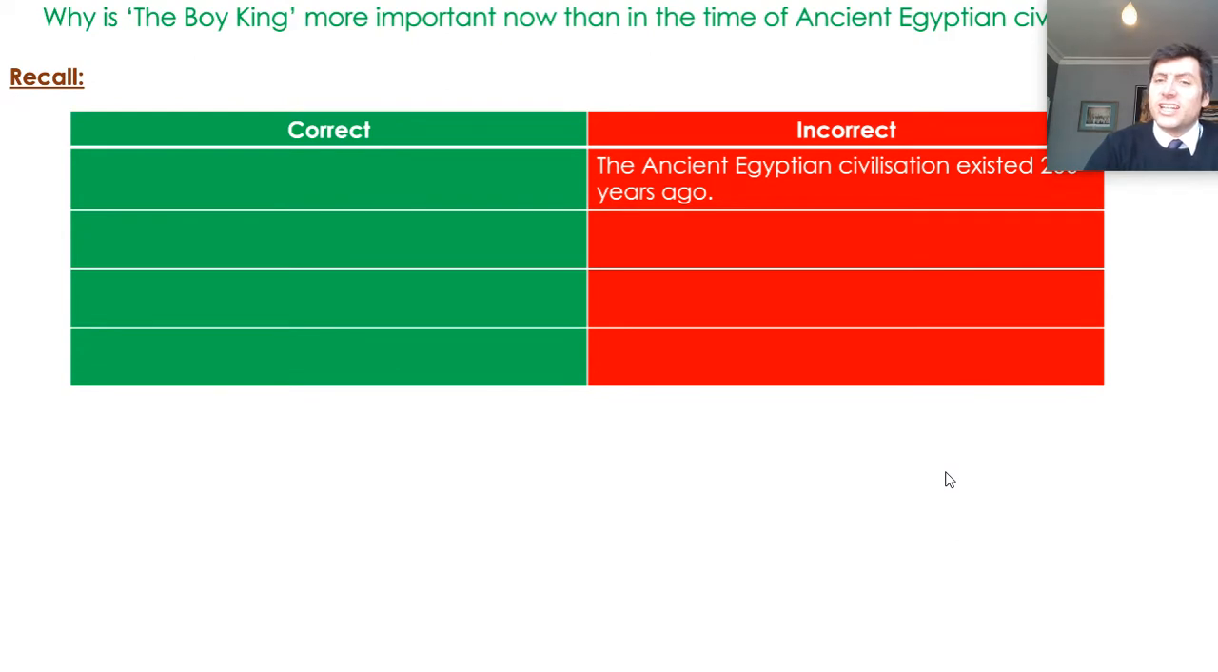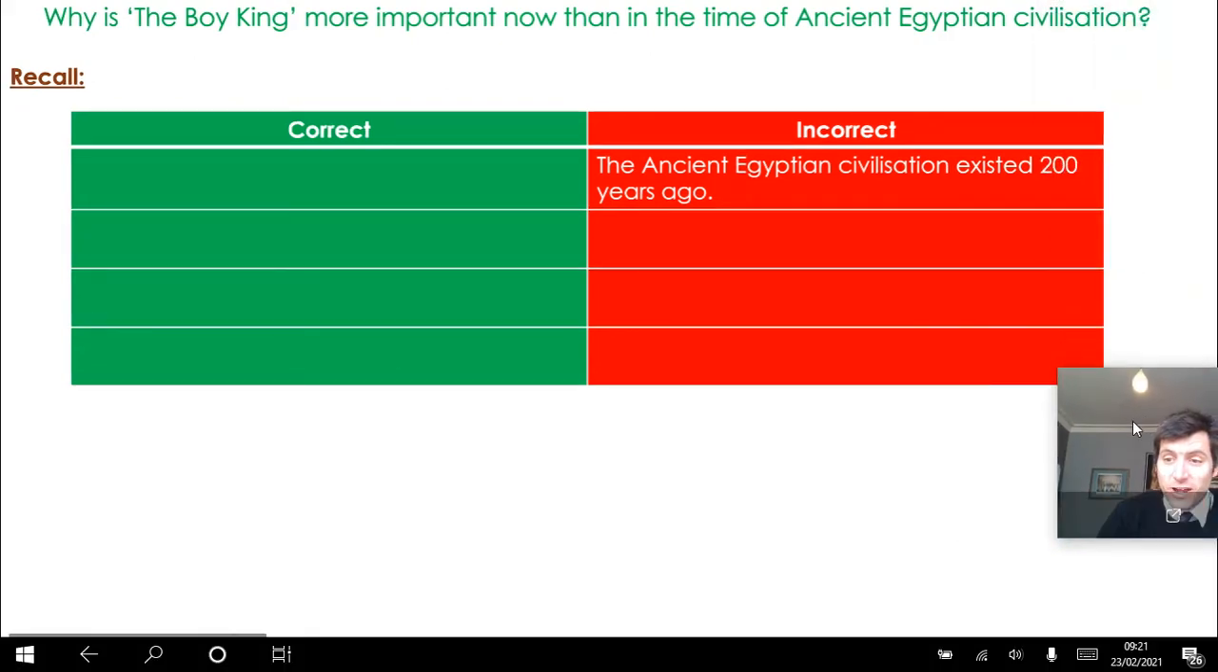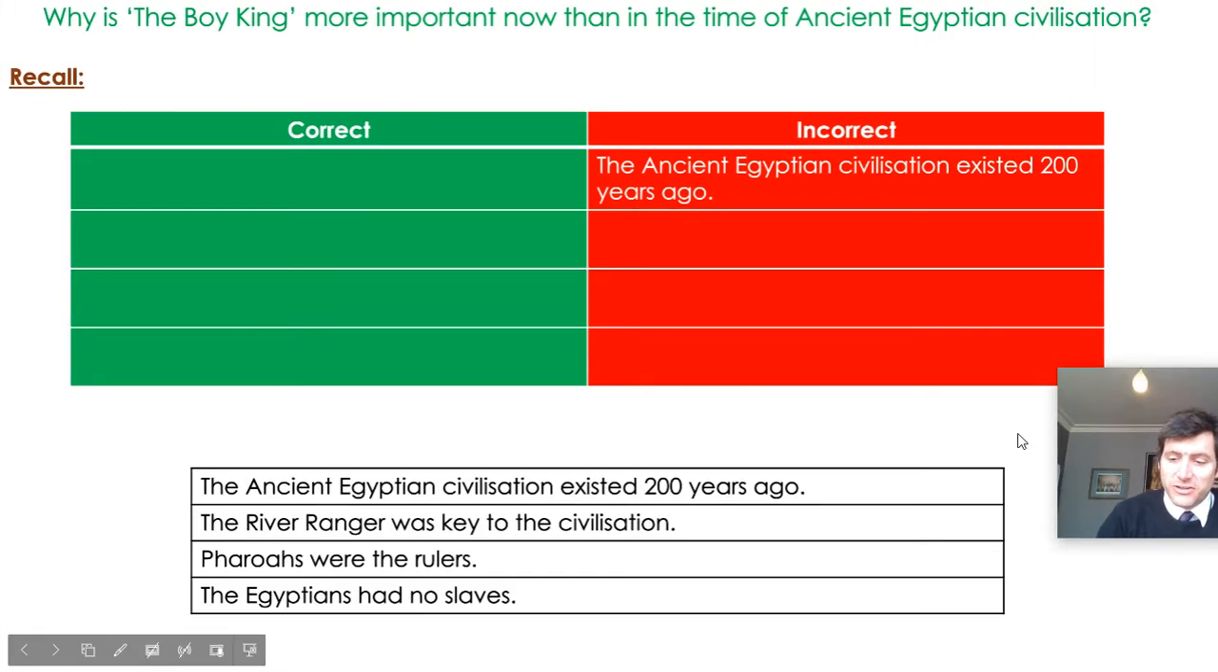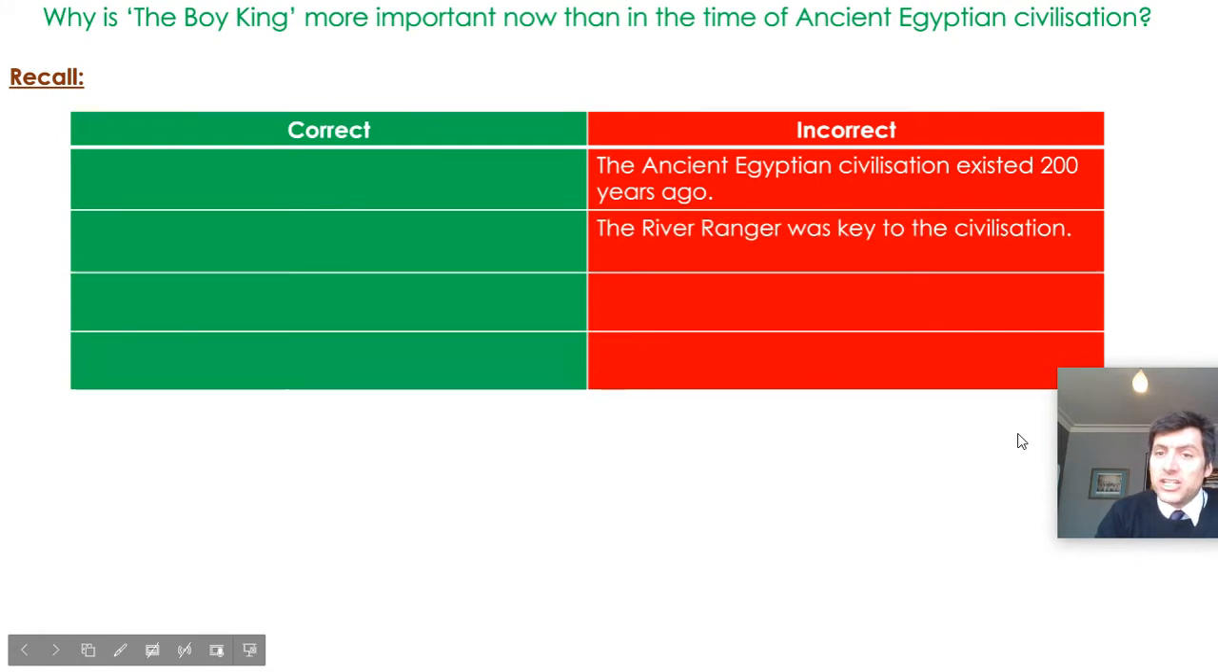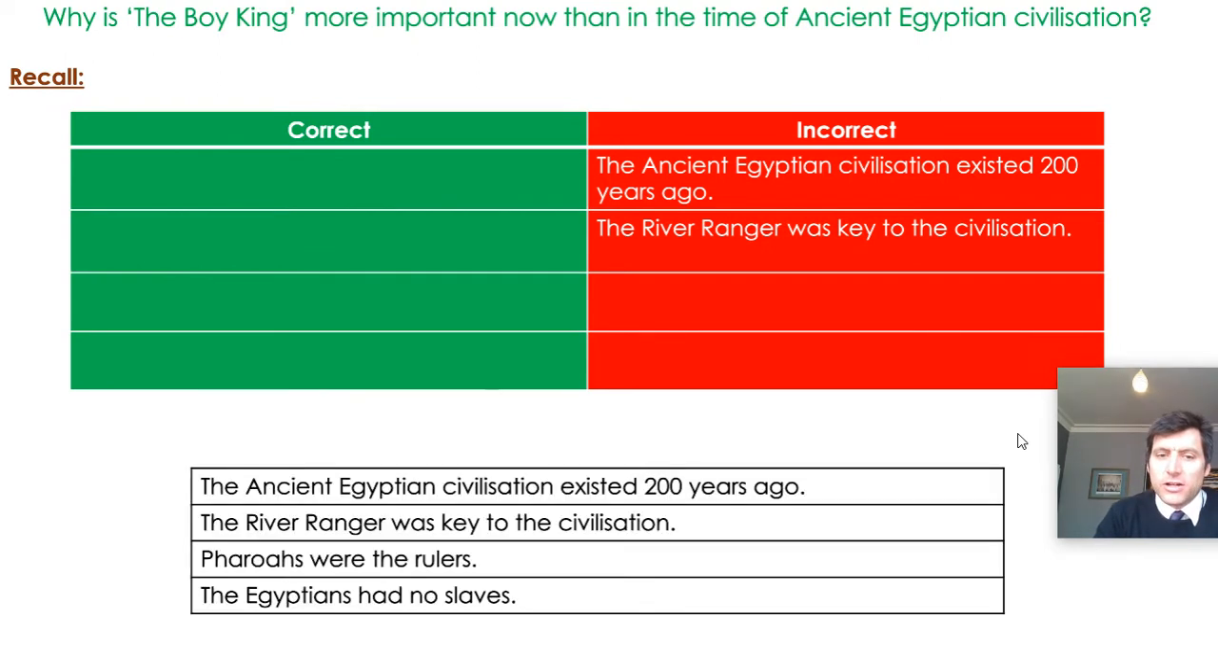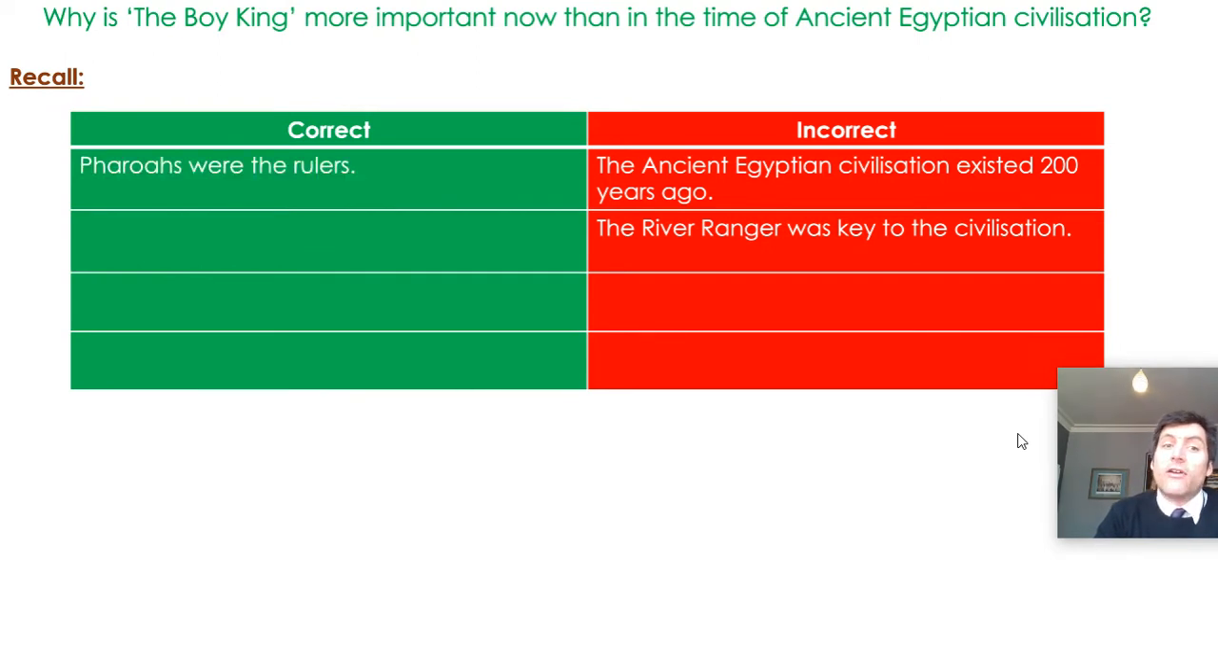Okay, so the ancient Egyptian civilization existed more than 3,500 years ago. It wasn't 200 years ago. Okay, the River Ranger was not real. That's Mr. Spring getting confused. The River Nile was key to the civilization. Okay, the pharaohs were the rulers.